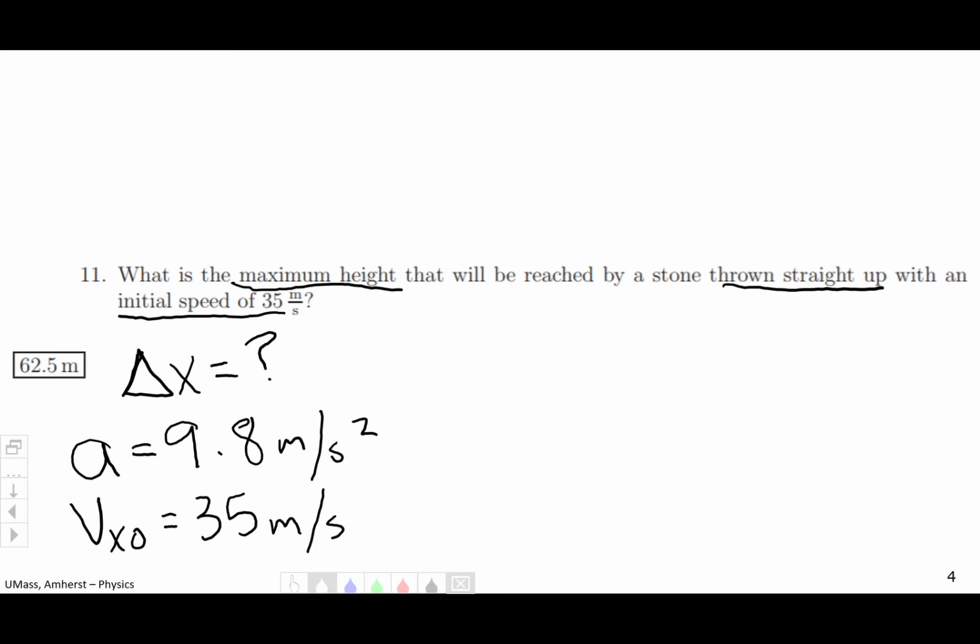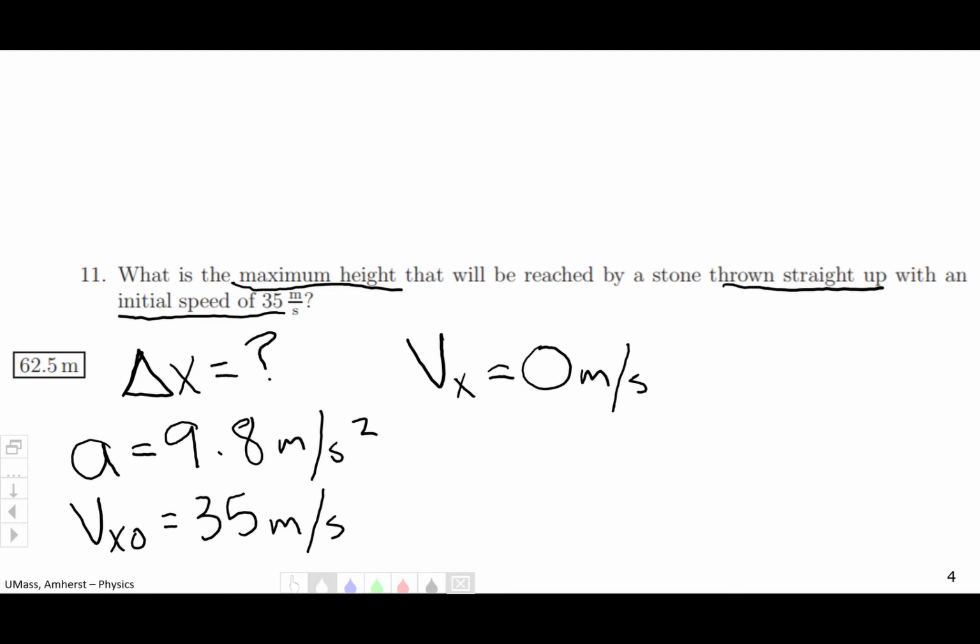So this problem also requires you to have a little bit of intuition, a little bit of physics knowledge about what exactly is going on here. And that is when something reaches its maximum height, it is going to have a velocity of 0. If you think about it, you throw it straight up, it decelerates on its way up, it stops for just a tiny fraction of an instant, and then starts falling back down in the opposite direction.